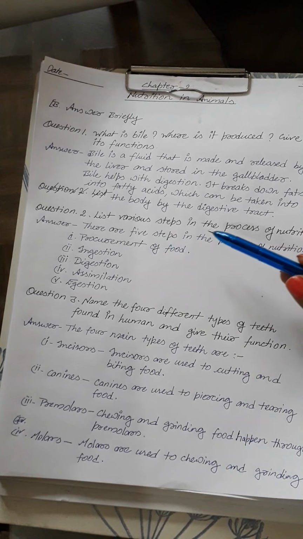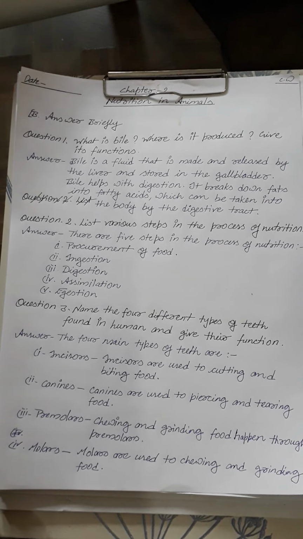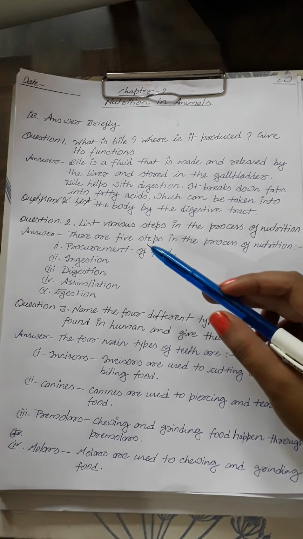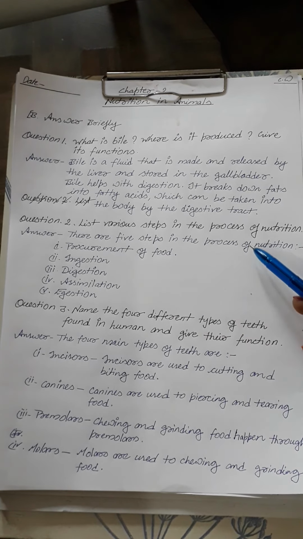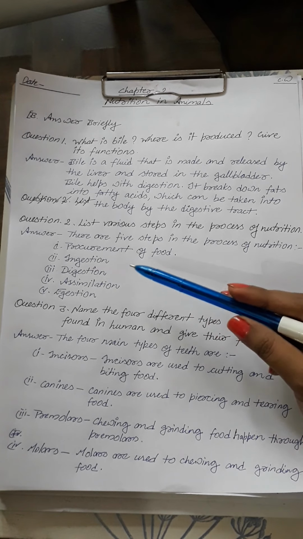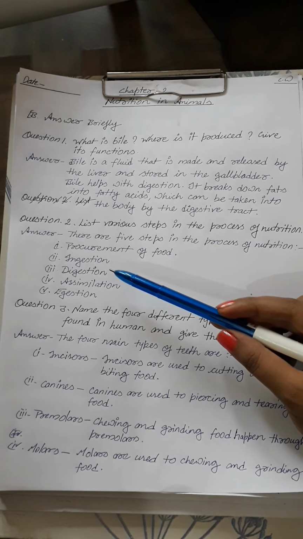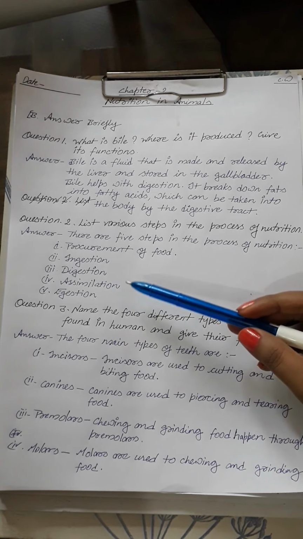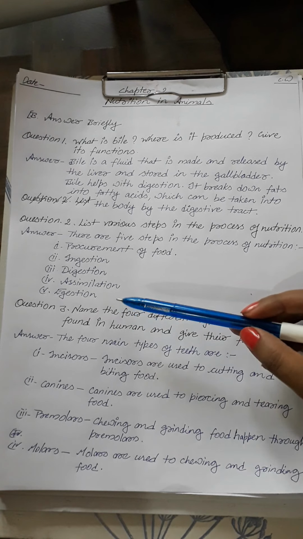List various steps in the process of nutrition. There are 5 steps in the process of nutrition. First, procurement of food. Second, ingestion. Third, digestion. Fourth, assimilation. And fifth, egestion.